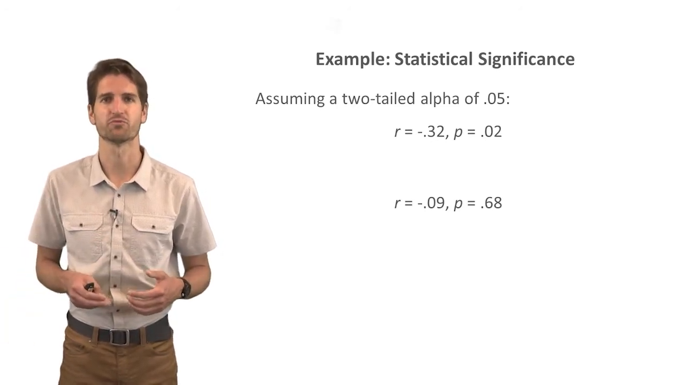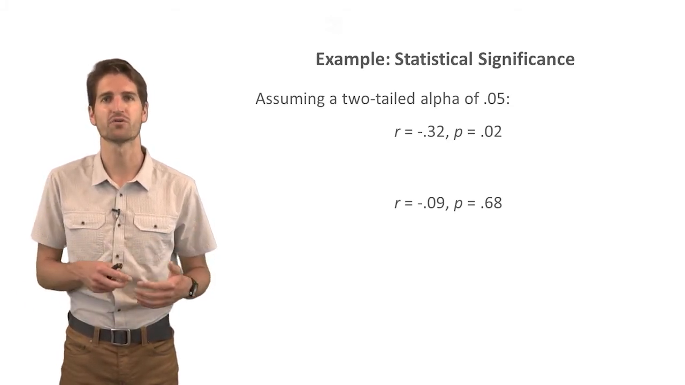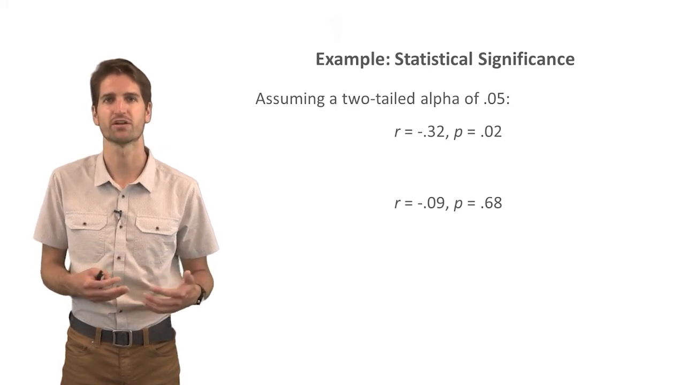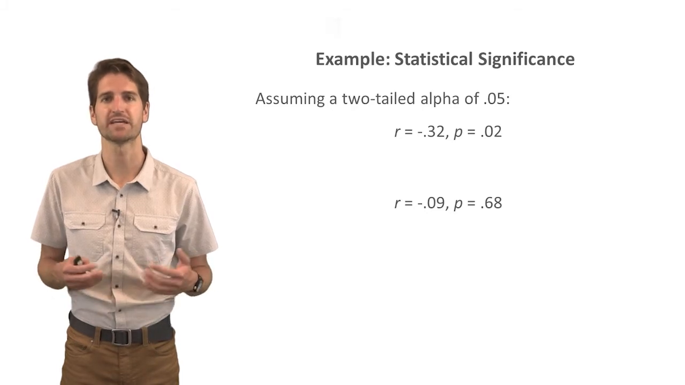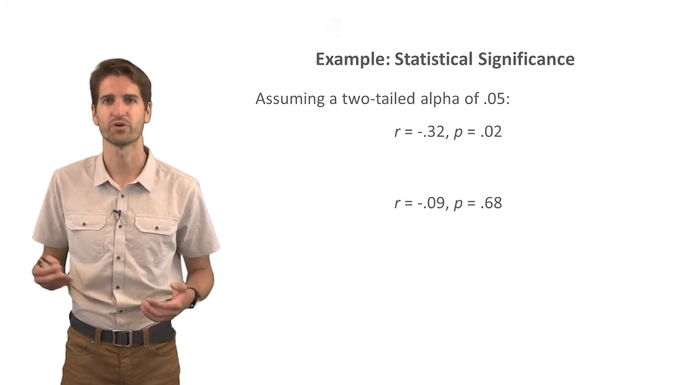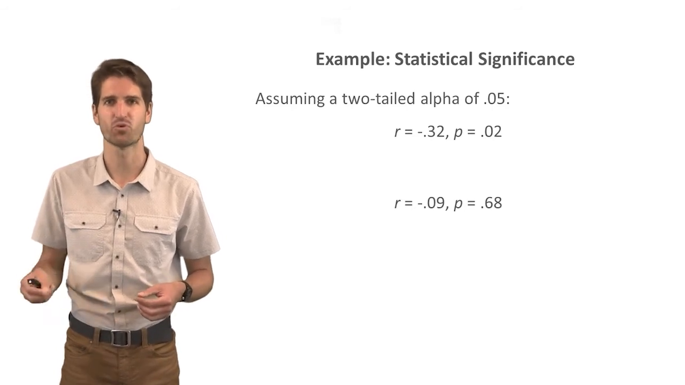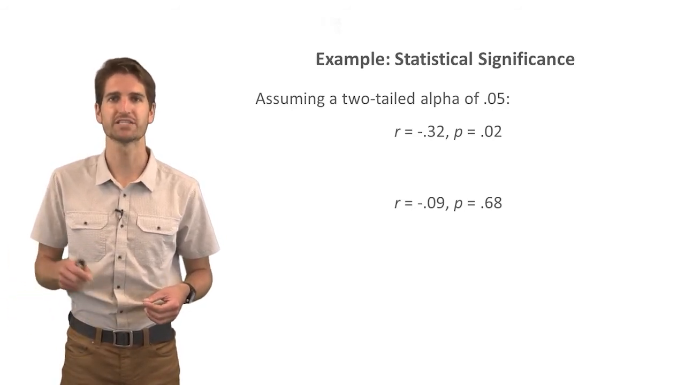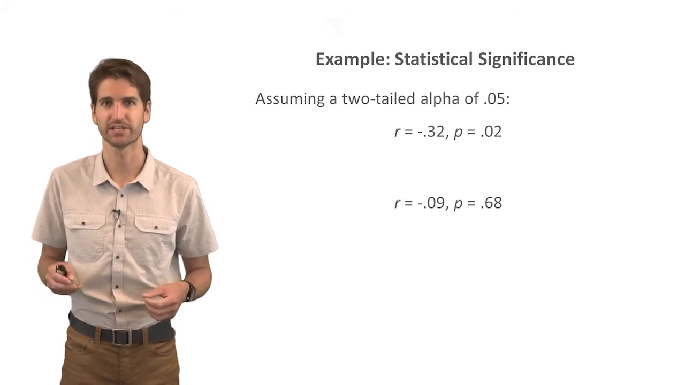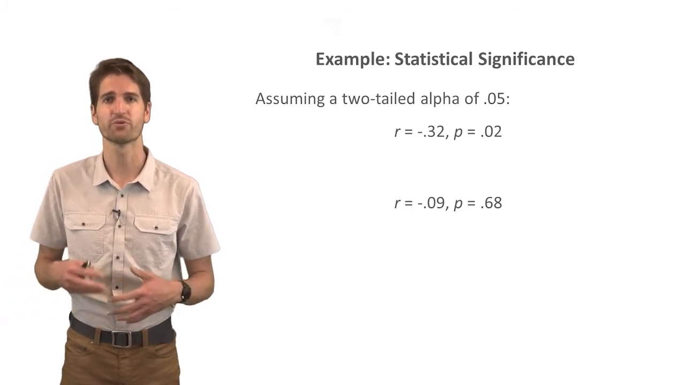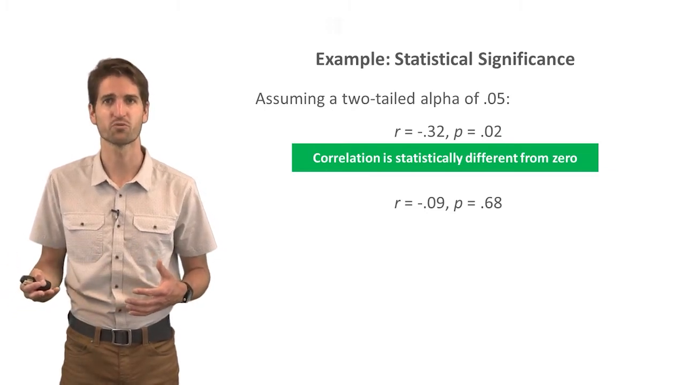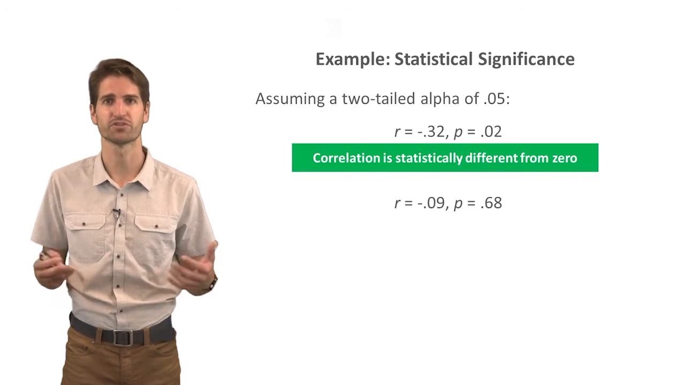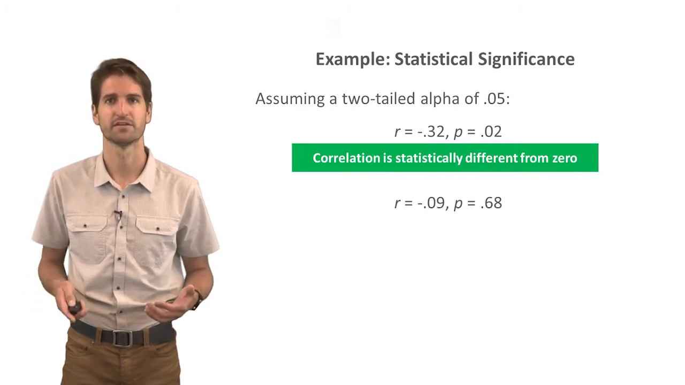So let's look at the first one, where we see r is equal to negative 0.32 with a p-value of 0.02. The little r, italicized, is typically how we communicate a correlation, for short, the correlation coefficient. So we would say that the correlation value is negative 0.32 and the p-value is 0.02. That p-value is less than 0.05, so we would reject the null hypothesis that the correlation is equal to 0, and therefore we conclude that this correlation is statistically different from 0. In other words, we can treat the correlation of negative 0.32 as being statistically significant.